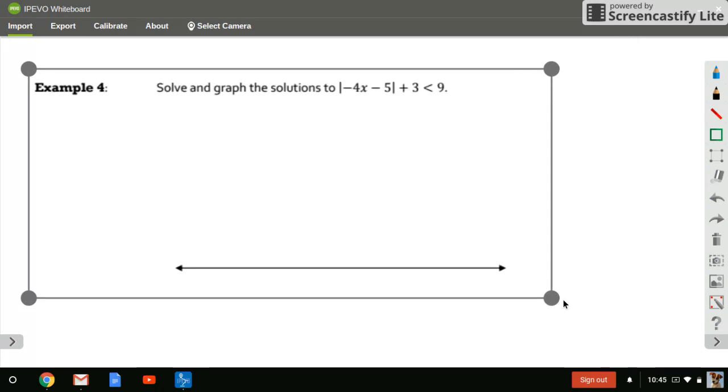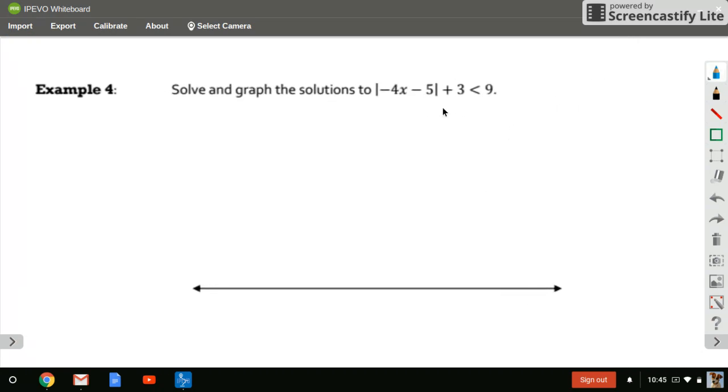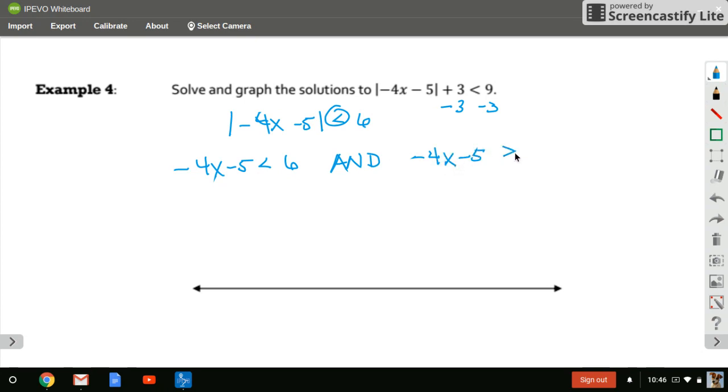Here we go. So again, this one we do need to isolate to start. So we're going to subtract 3. We have the absolute value of negative 4x minus 5 is less than 6. Again, because this sign is originally less than, we are going to have an and statement. So 1, we keep the same: negative 4x minus 5 is less than 6. And keep, flip, change, solve them.